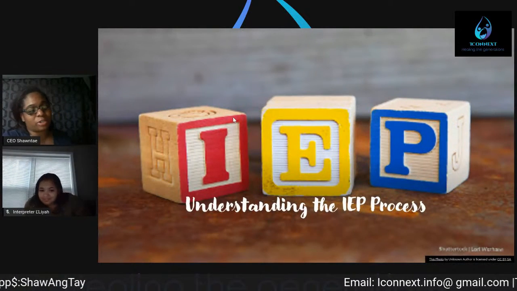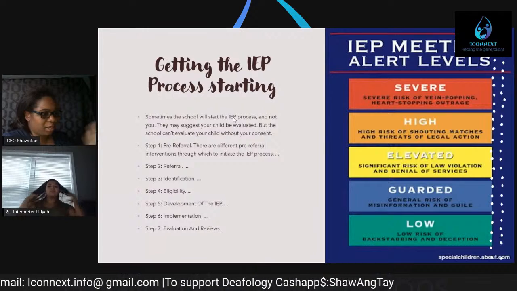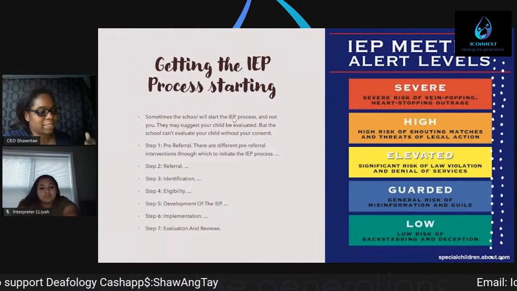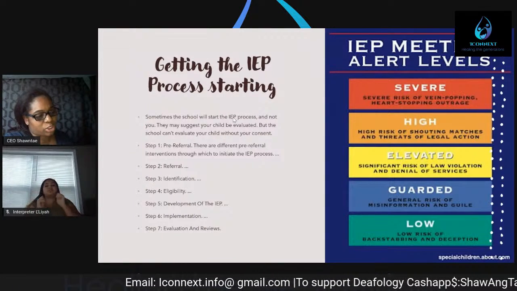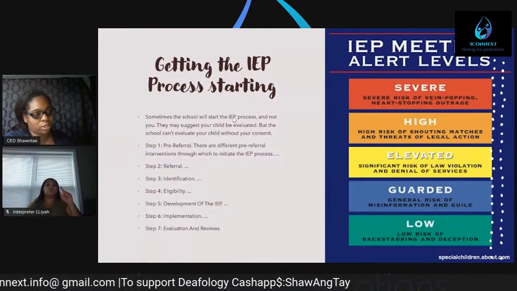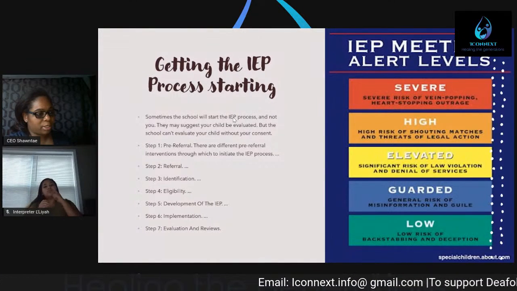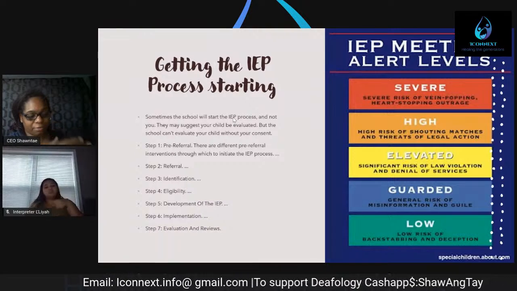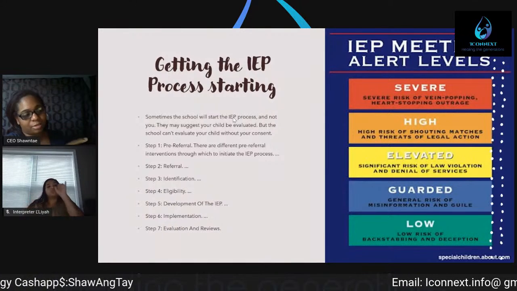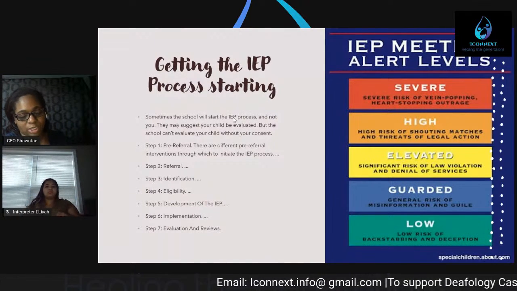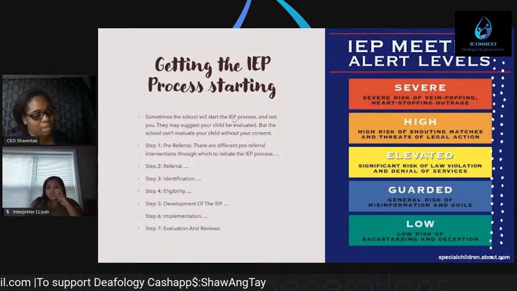All right. So, understanding the process of an IEP. There is a process that goes on with the IEP, and it starts with the evaluation. So you have to get a referral. You're referred to the SPED department requesting an evaluation. They identify what the issue or concern is. When they do the testing, evaluation and assessment, that determines whether or not the child is eligible for an IEP.